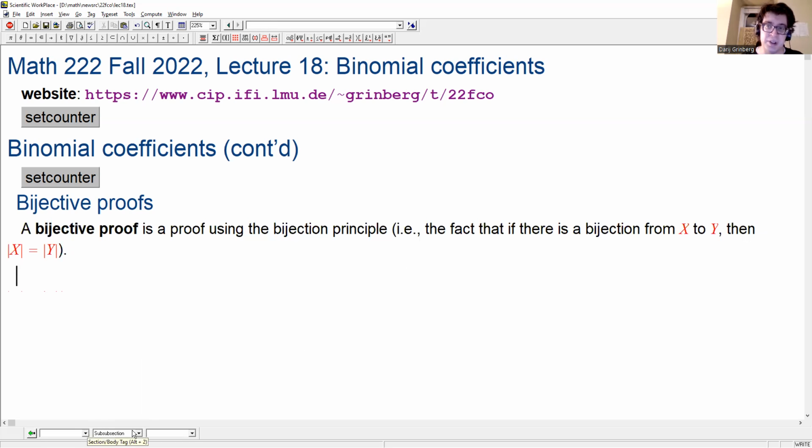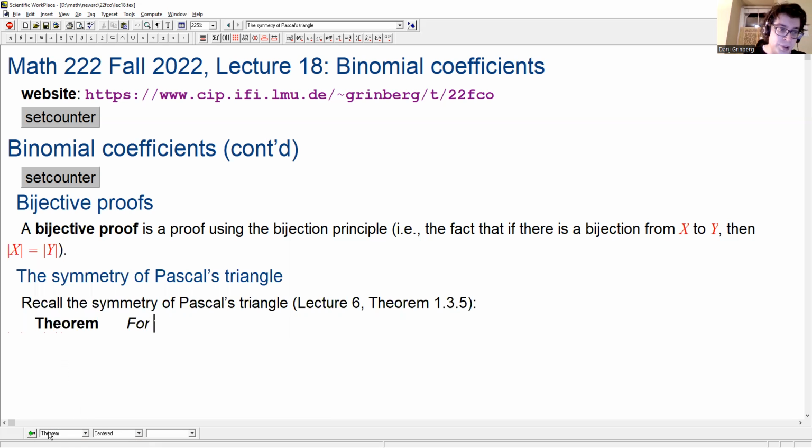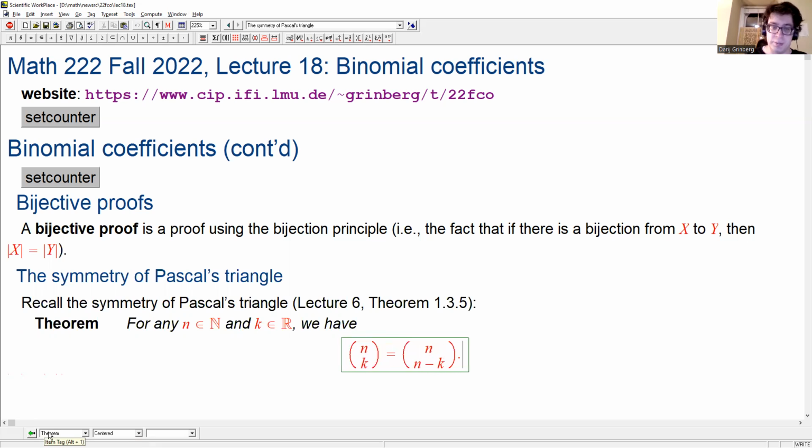So here is one very simple example before we get to something deeper. The symmetry of Pascal's triangle. Well, let me recall what it says. This was lecture 6, theorem 135. It's saying that for any n in N and k in R, we have n choose k equals n choose n minus k. Yeah, let me define n and k.